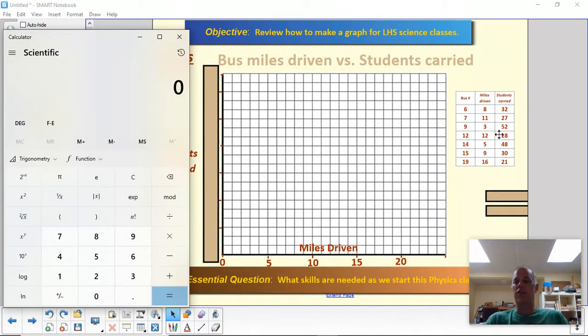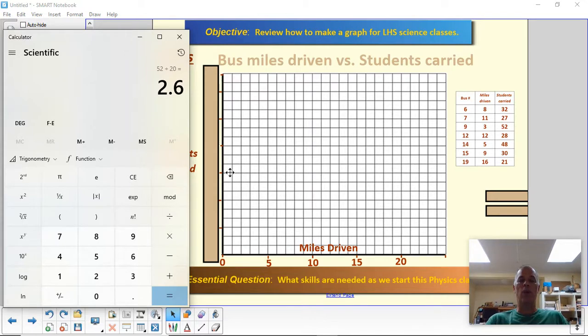So the way to do this is to figure out how many students each square is going to represent. So we have 52 students, and we're going to divide that by the number of squares that we have, which is 20 squares. So 52 divided by 20 equals 2.6. So that means that if each square represents 3 students, we will have room for all of the students to show up.